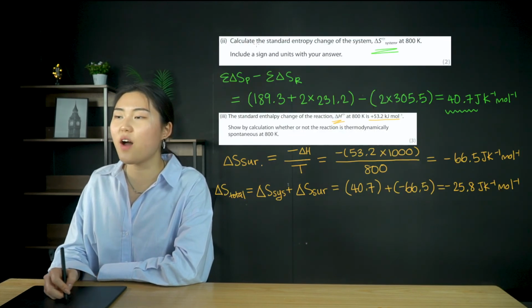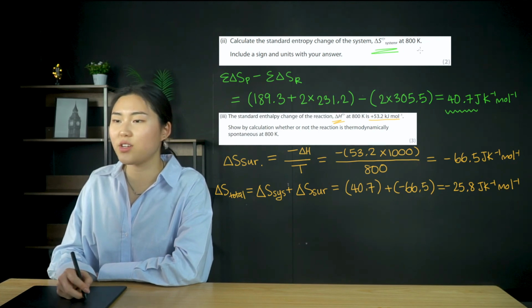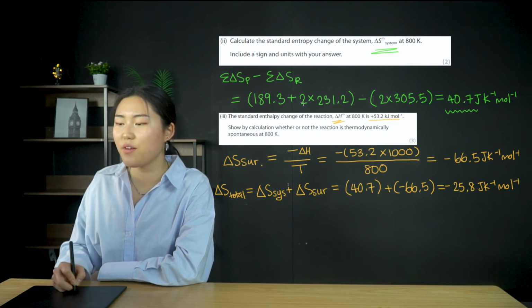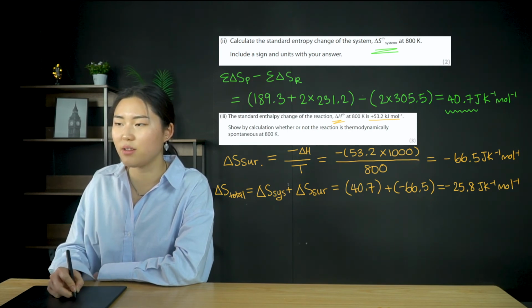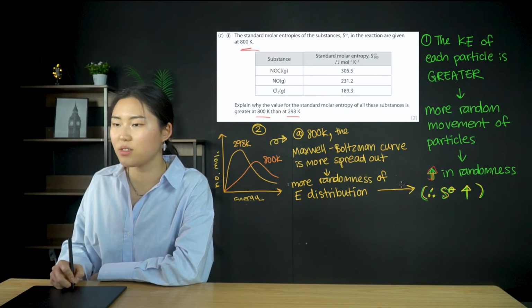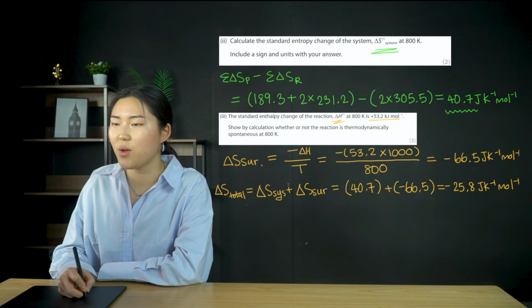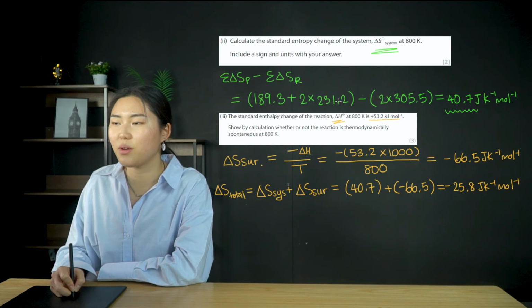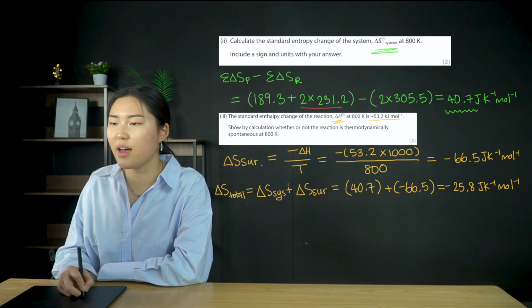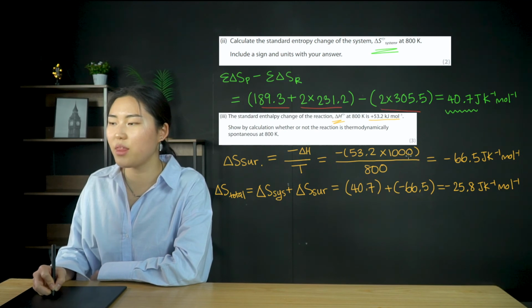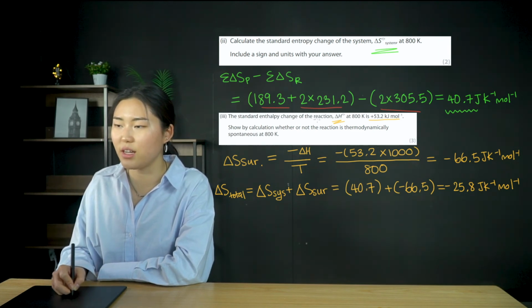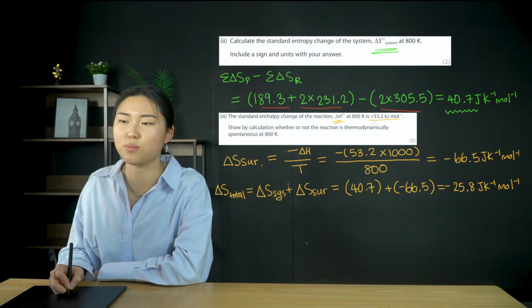Calculate the entropy change of the system at 800 K. This is just the products minus reactants like we did before. And if you just plug in all the values given over here, just plug in the values according to the reaction. We get 189.3 plus 2 times 231.2. These are products. And we have the reactants over here. So the delta S system is going to be 40.7 joules per Kelvin per mole. And the standard enthalpy change of the reaction, delta H, at 800 K is 53.2 kilojoules per mole.